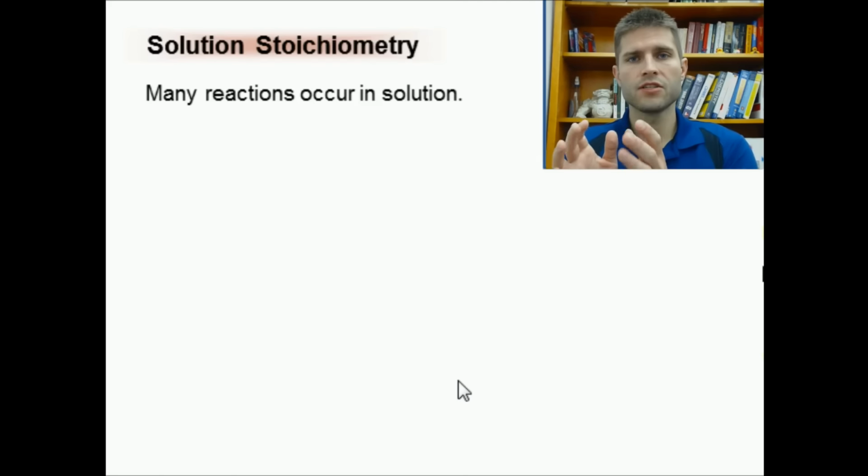The chemists who deal with the solids are called dry chemists. The chemists who deal with the solutions are called wet chemists. And so there are these two different fields of chemistry. It's two subdivisions of chemistry.